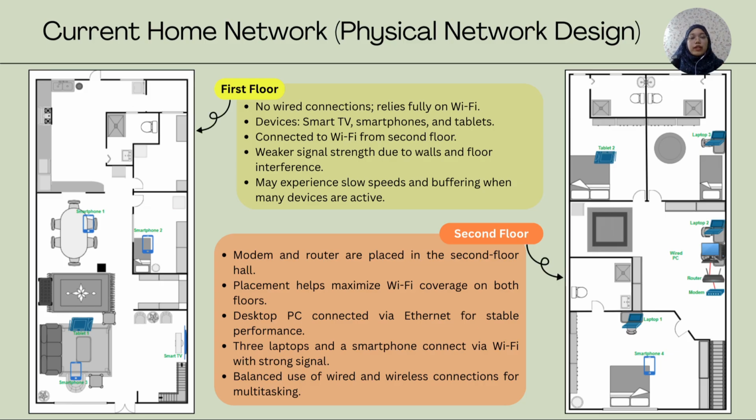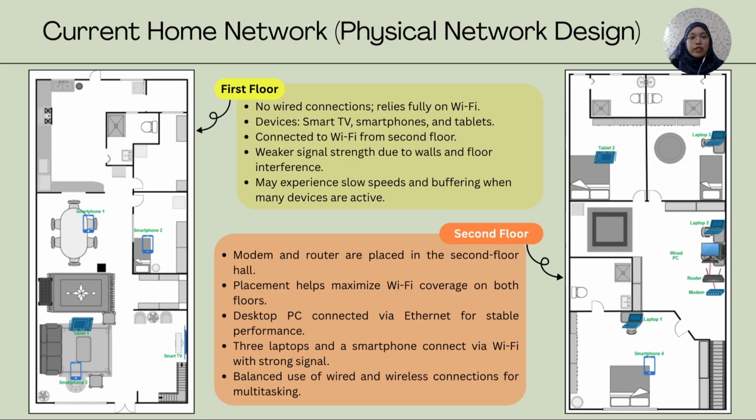Next is the physical network design, which shows where the devices are placed in the actual house, which is a double-story home. The design is important to ensure effective Wi-Fi signal coverage and efficient cable management. The actual placement of networking components can help in identifying potential signal drop-off zones and making informed decisions about upgrades or reconfigurations. The home is divided into 2 main network zones: the second floor is where the core network is located, and the first floor is where wireless connectivity is the main focus.